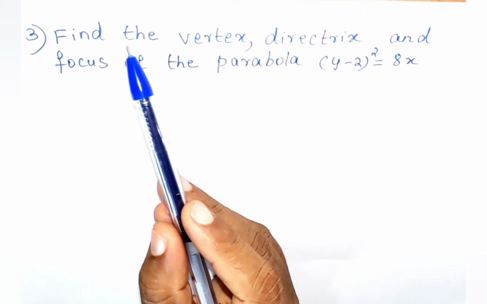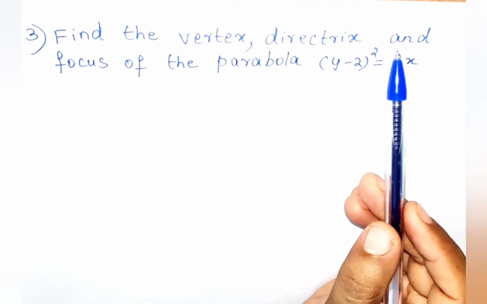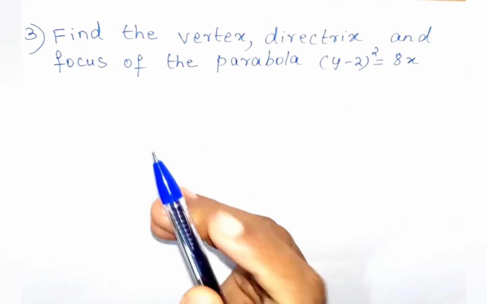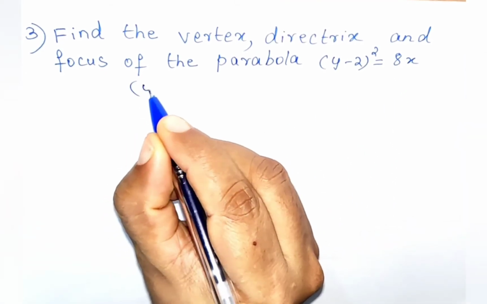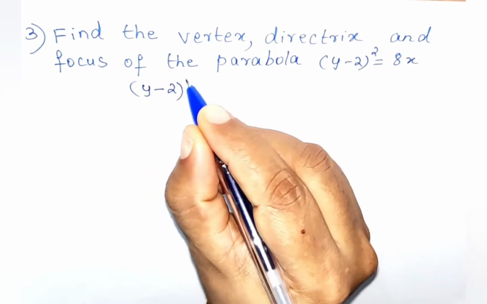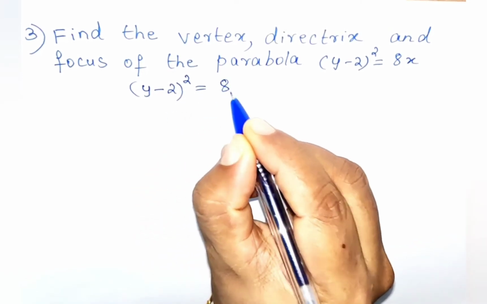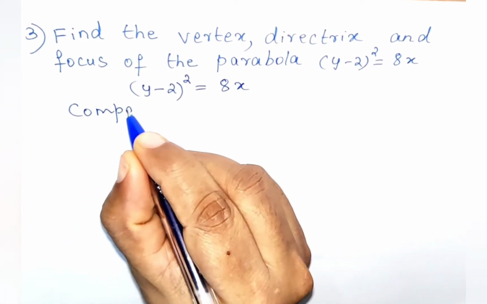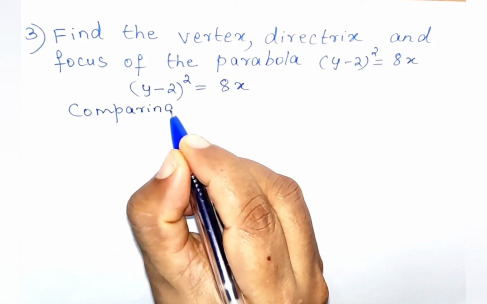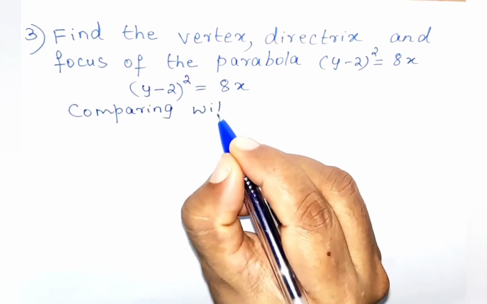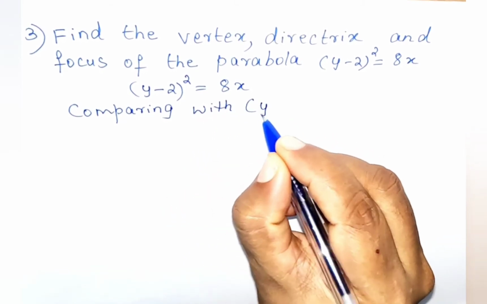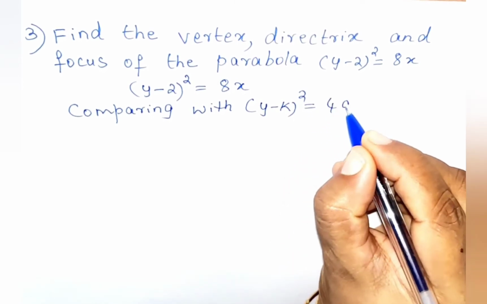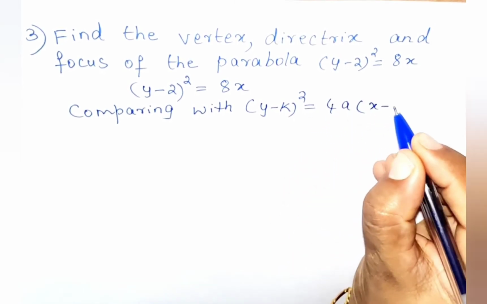Now let us solve the third problem. Find the vertex, directrix and focus of the parabola y minus 2 whole square is equal to 8x. First let us write the given equation. The given equation is y minus 2 whole square is equal to 8x. Let us compare this with the standard equation of the parabola. We already know the standard equation of the parabola is y minus k whole square is equal to 4a into x minus h.